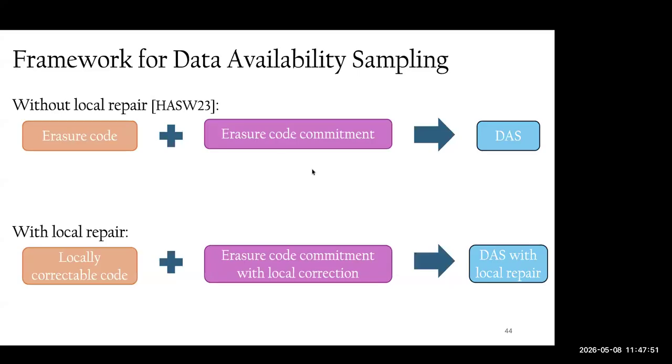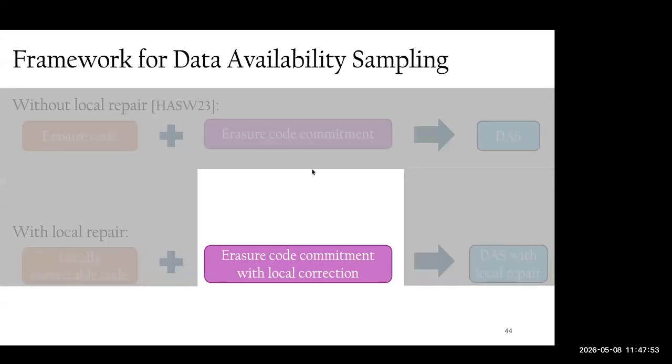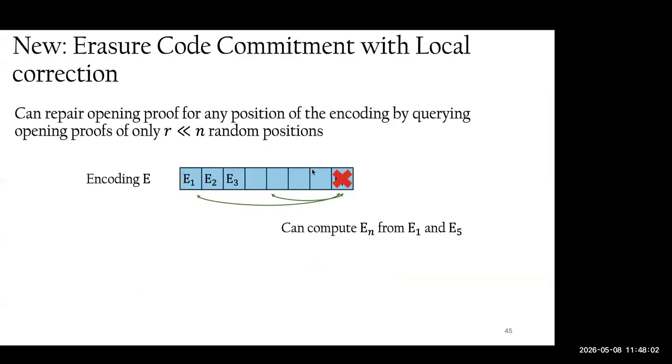Okay. So that was the first building block. The second one is erasure code commitment with local correction. This is what will allow us to repair the proof pi_i. This commitment scheme is a special type of erasure code commitment where we have this extra property of local correction. So again, we can repair the opening proof for any position of the encoding by querying the opening proofs of only r other random positions.